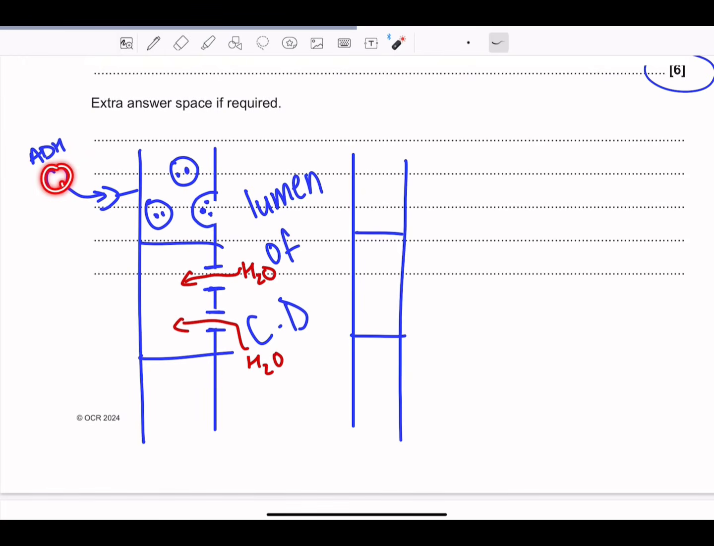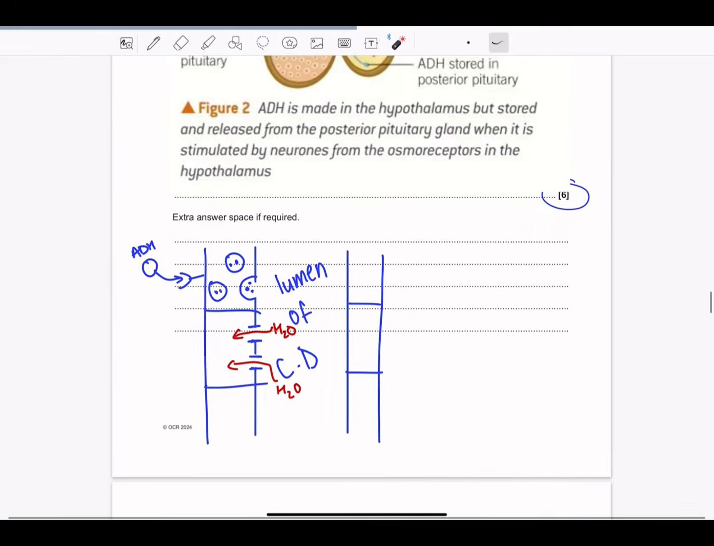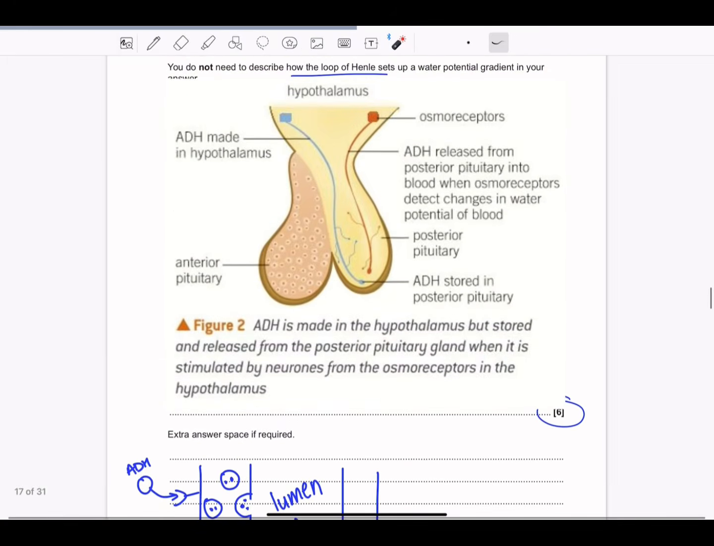So ADH will bind, the secondary messenger model happens, and these vesicles containing aquaporins, so that word is aquaporin. Aquaporins are just water channel proteins that get embedded into the collecting duct membrane. So these vesicles containing the aquaporins will fuse with the membrane and result in the embedding of these water channels in the membrane. So the water that's coming through will enter these cells through the aquaporins. And that is pretty much it for the 6 marks. I'll put in a picture of what the mark scheme has detailed, so you can have a look for yourself.